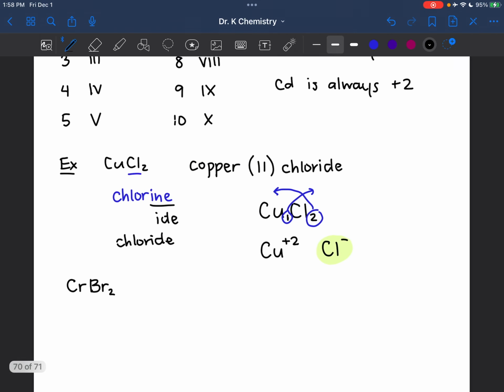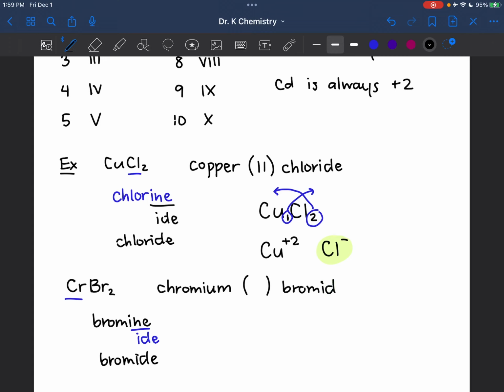Okay, let's try another one. The first element here in the formula is chromium, so I will call it chromium. And then I'm going to leave in parentheses just a little blank space that I can fill in the charge of the chromium. The second element is bromine, and we're going to keep that base name and change the ending to IDE. So that will become bromide. Okay, that will be chromium bromide, and now I just need to figure out the charge on chromium.